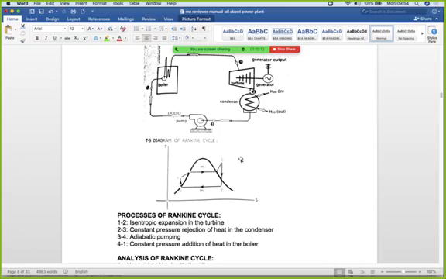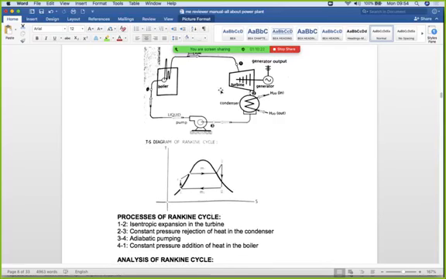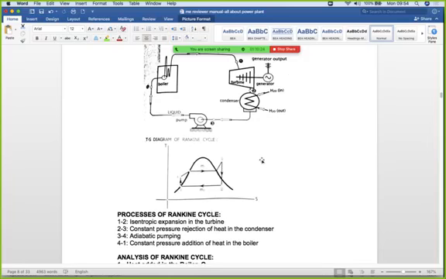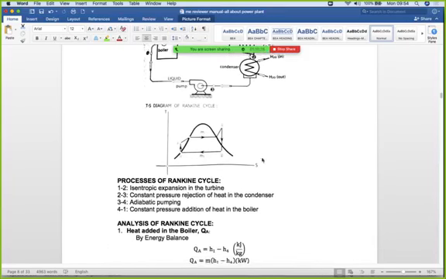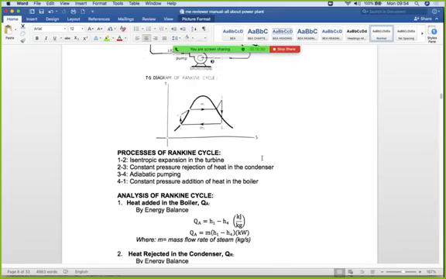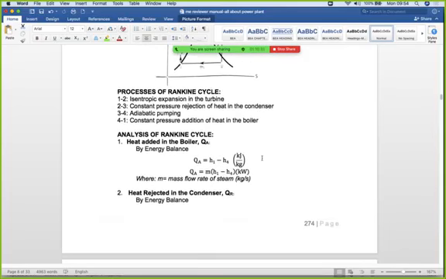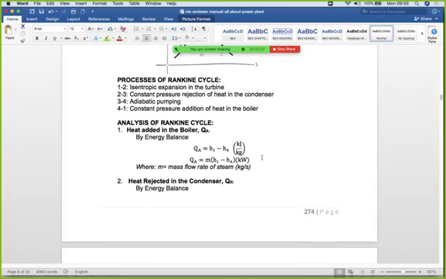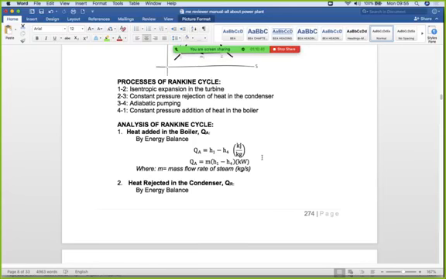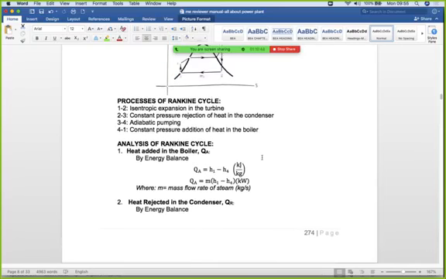I mean, this is now the entry, going to the boiler to the turbine. So we go now to the processes of the Rankine cycle. So these are the processes: number one, isentropic, then constant pressure, then adiabatic pumping, and constant pressure addition.